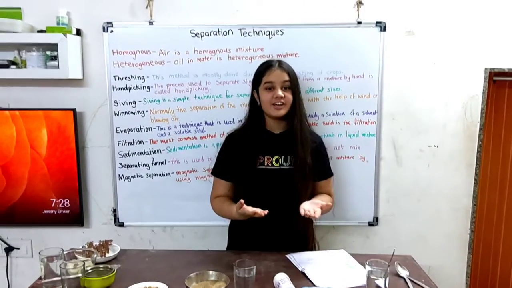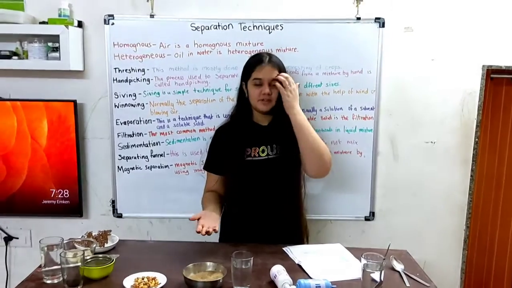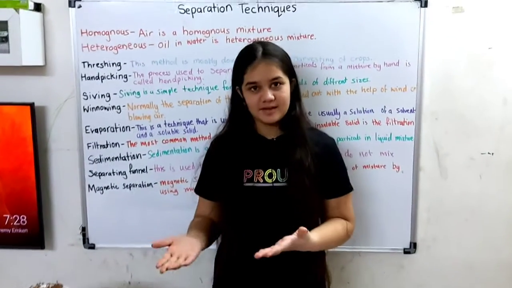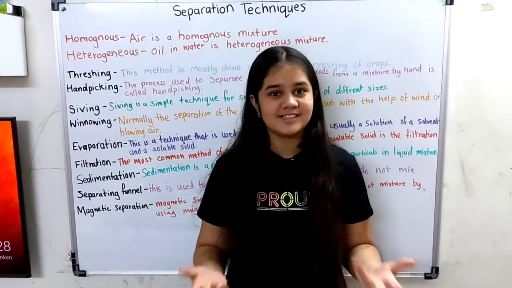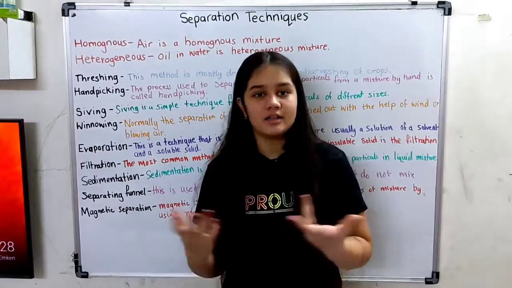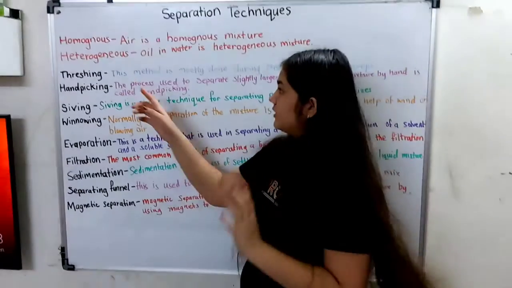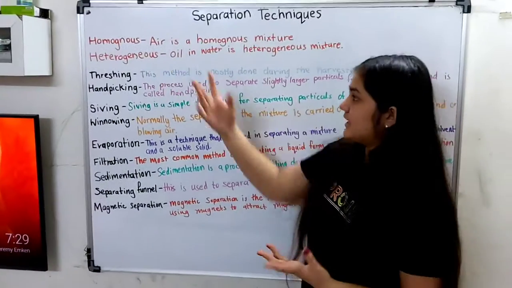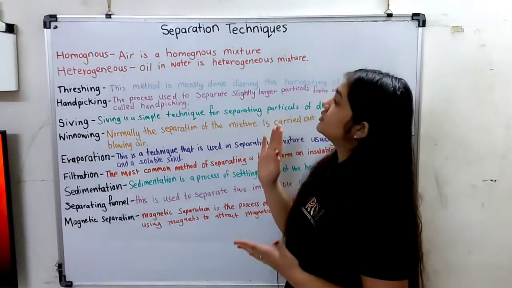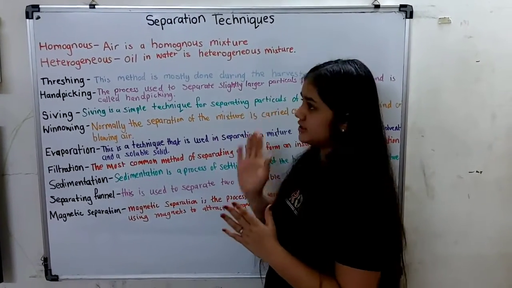Hello everyone. Today we are going to talk about what separation techniques are and what the different types of separation techniques are. Separation techniques are basically used in chemistry experiments. When you do certain experiments in chemistry, how do you separate different types of elements from a substance? First of all, in separation techniques there is something like homogeneous and heterogeneous. Air is a homogeneous mixture, and oil in water is a heterogeneous mixture.